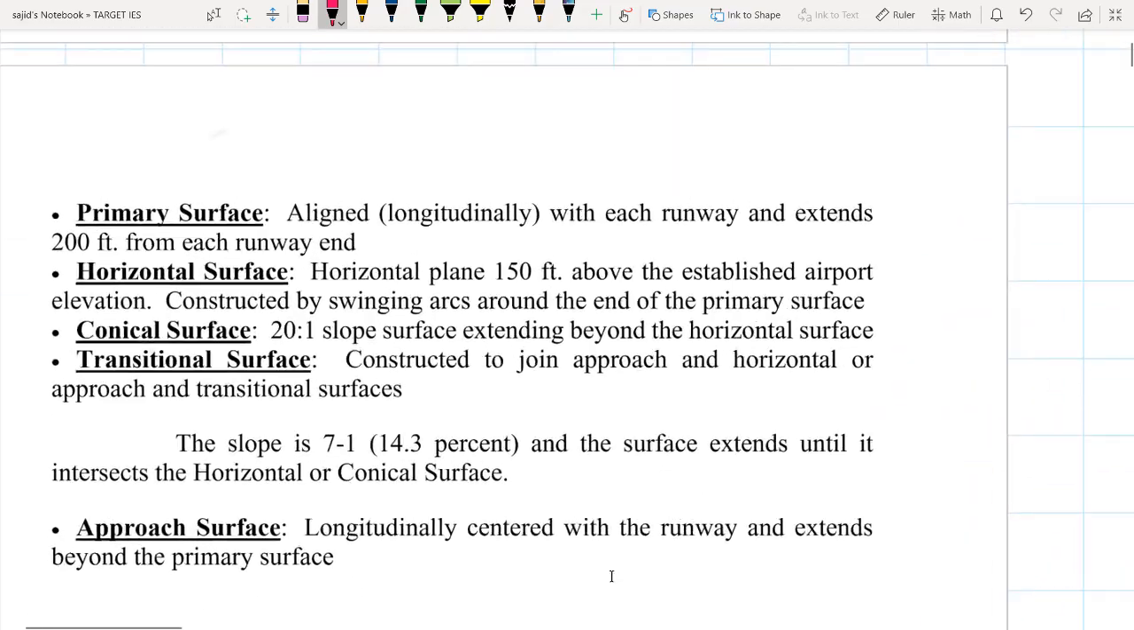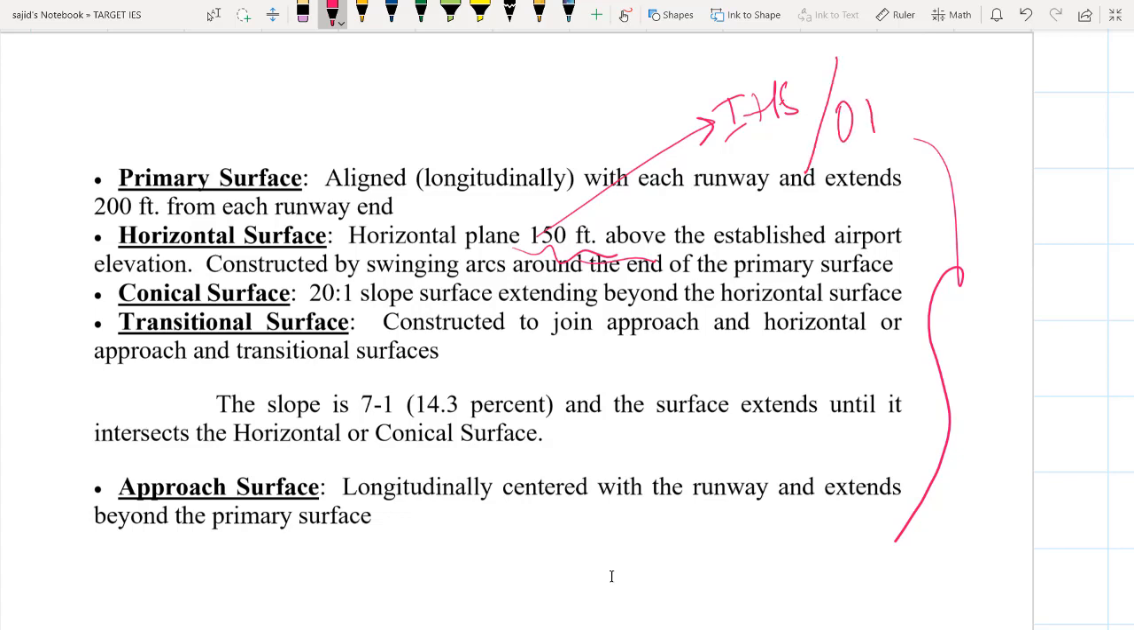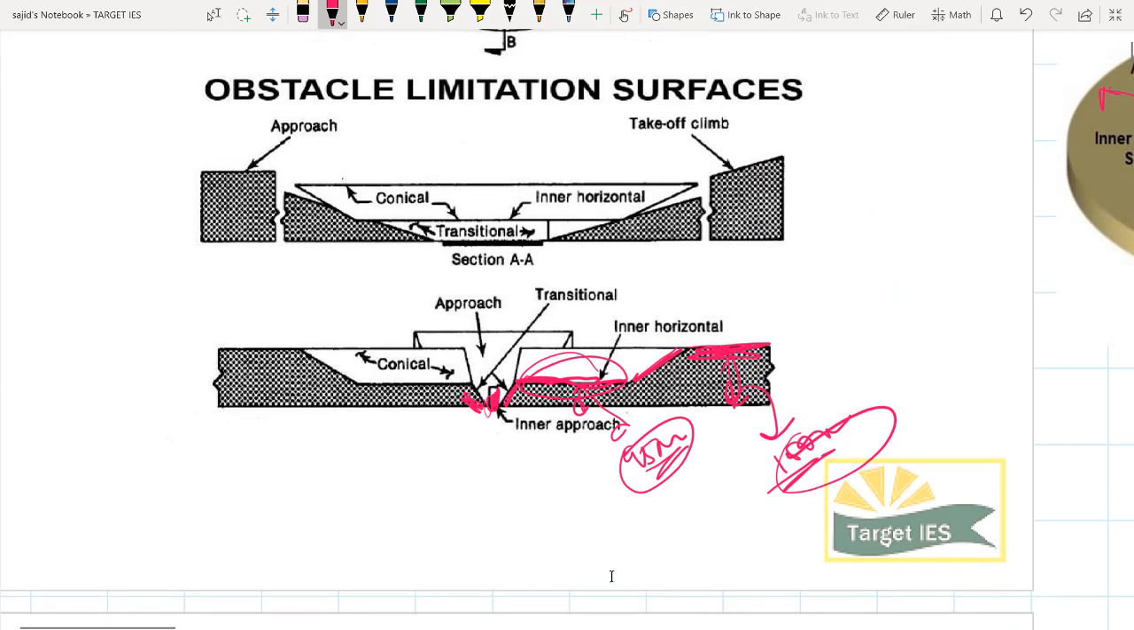You will probably find this in very few places. I have precisely made a note, so just make a note. Add an extra point here: horizontal plane of 150 feet above the established airport elevation is the inner horizontal surface. Please make a note in your notes. Outer horizontal surface is 150 meters above, okay. If you are noting this, it's more than enough. Everything I have clearly taught you and I hope you are perfect, right.